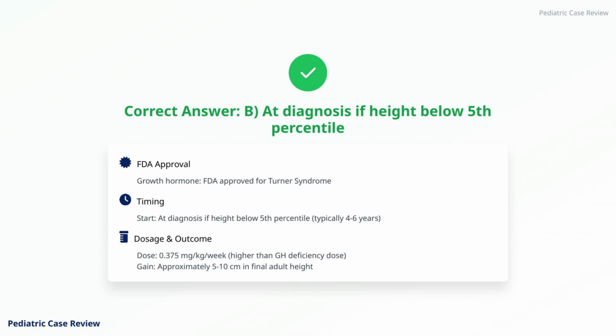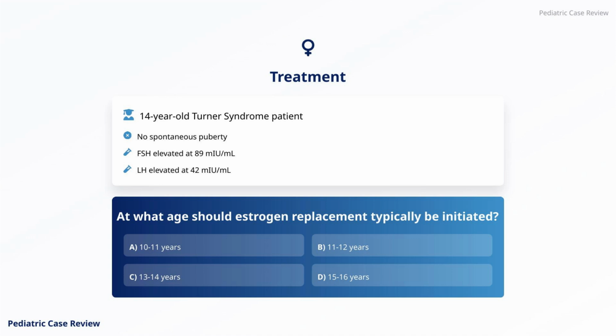Treatment typically results in approximately 5 to 10 centimeters gain in final adult height. A 14-year-old Turner syndrome patient has no spontaneous puberty with elevated follicle-stimulating hormone at 89 milli-international units per milliliter and luteinizing hormone at 42 milli-international units per milliliter. At what age should estrogen replacement typically be initiated?